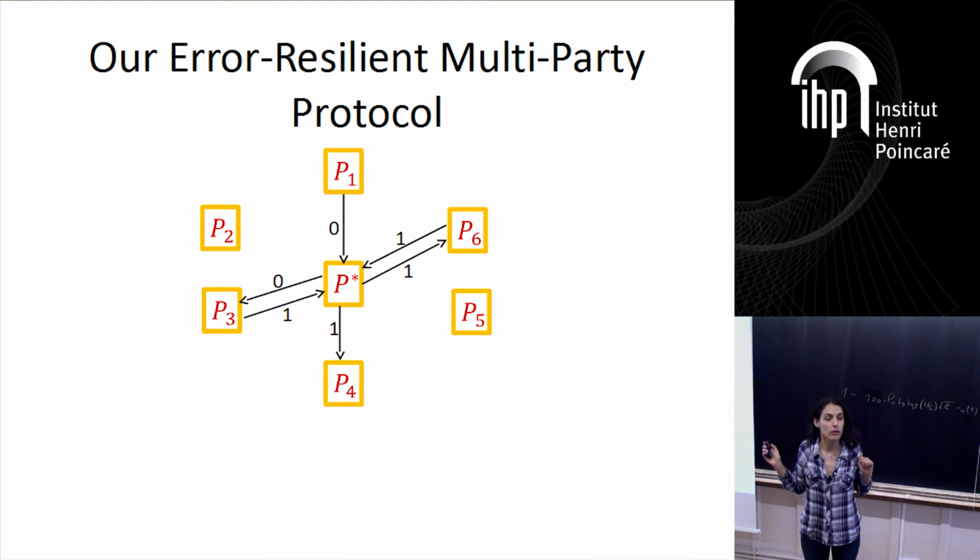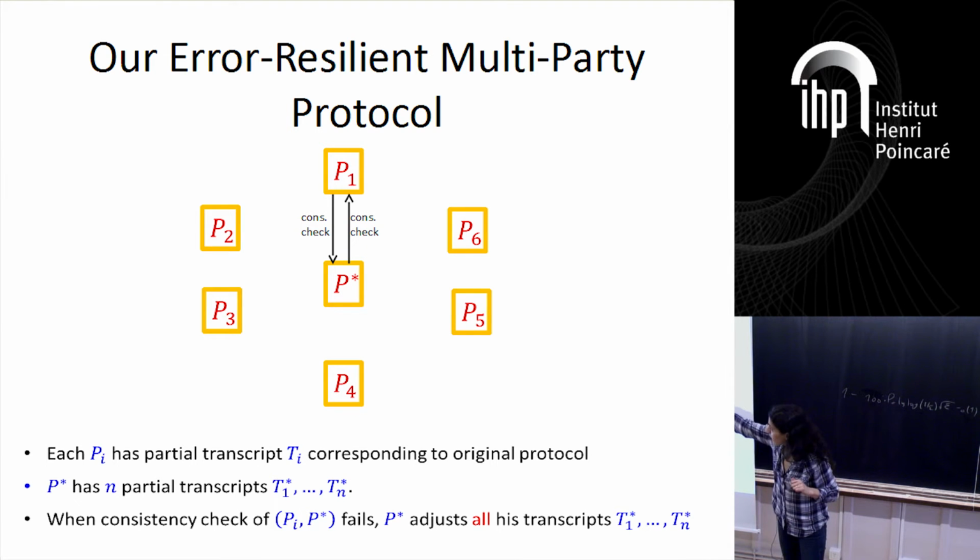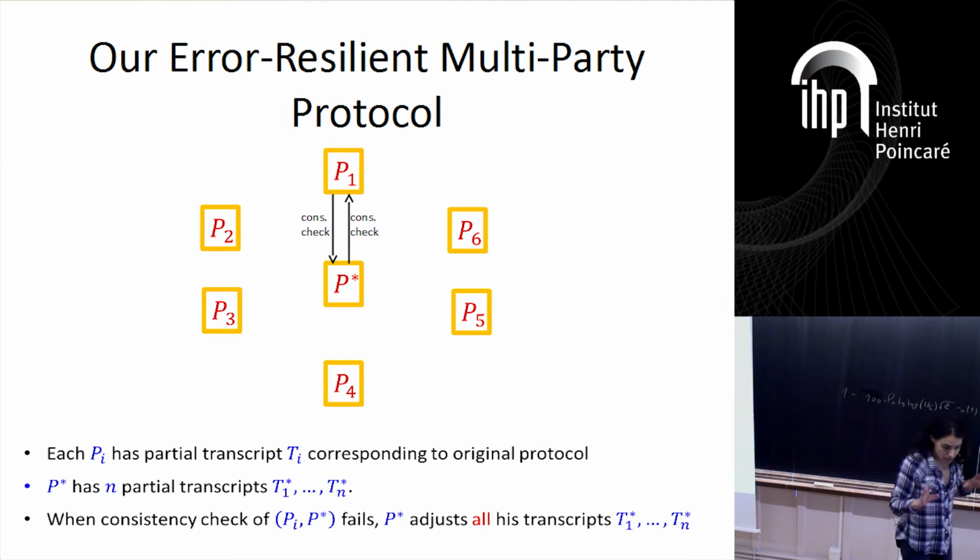Now it's time for a consistency check. So P1, let's say, does a consistency check with P star. He tells him all his information to make sure they're consistent. P star tells him also the consistency information. If they agree, they continue. If they don't agree, then they go back. That's just the idea. And the important thing here is that each Pi just behaves as in the protocol of Hopler. From his point of view, he's interacting with P star. He thinks of P star and everybody else as one party. So the only thing he needs to know is Hopler's protocol.